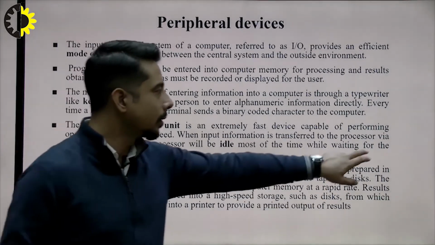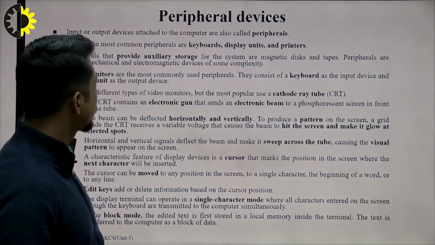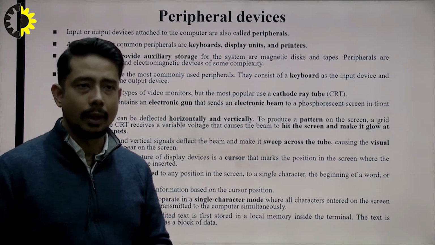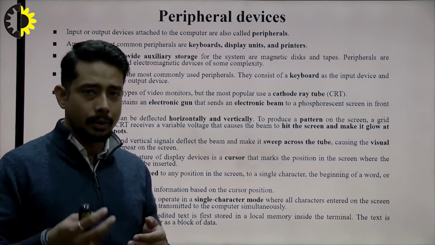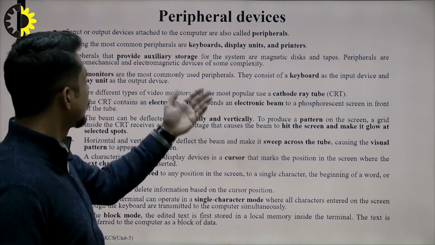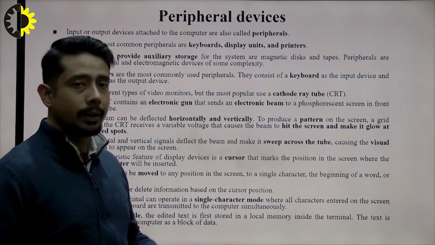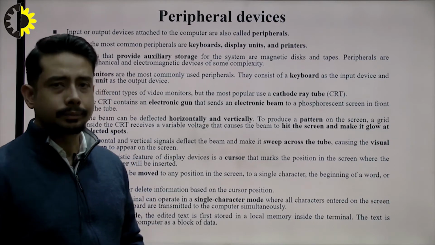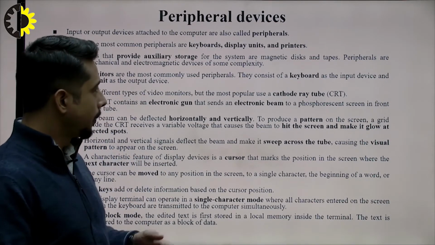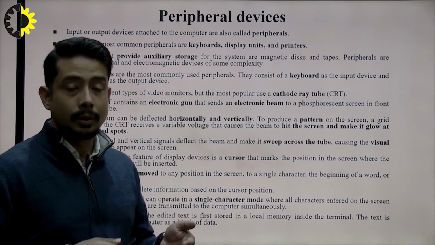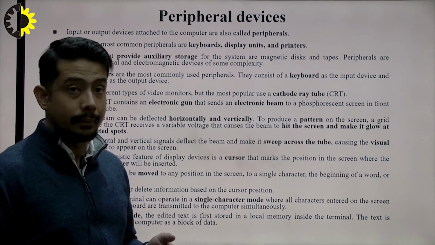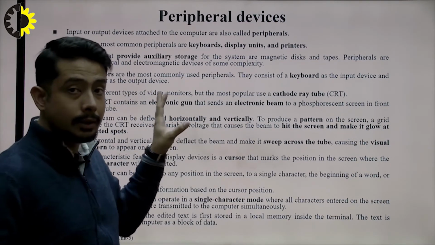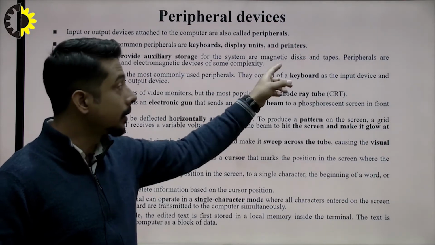Now let's check out what we are going to cover in the next part. Input and output devices attached to the computer are also called peripherals, that I have already mentioned to you. The most commonly used peripherals are keyboards, display units and printers, as you use them day-to-day. Now, peripherals that provide any kind of auxiliary storage for the system, like magnetic disk or magnetic tapes, are said to be peripherals as well.